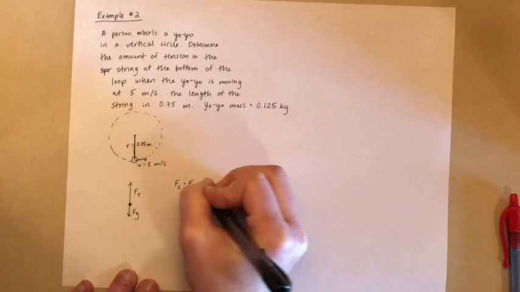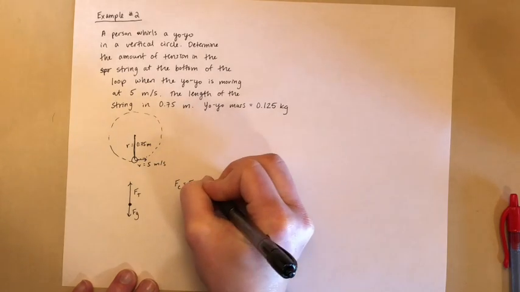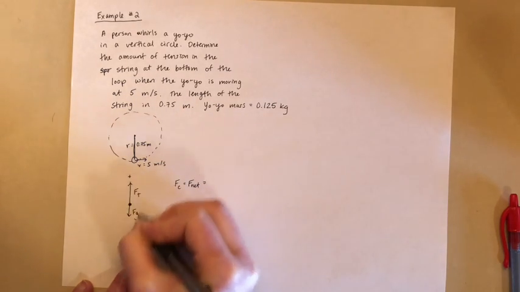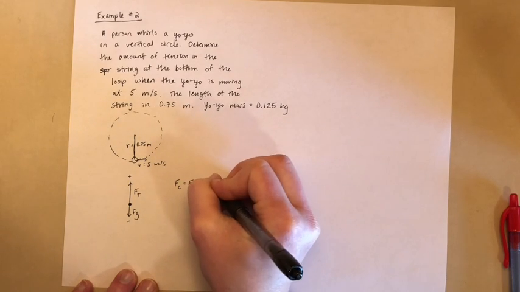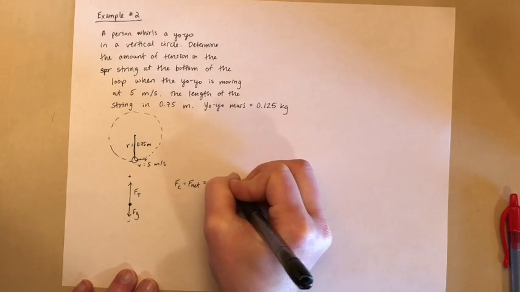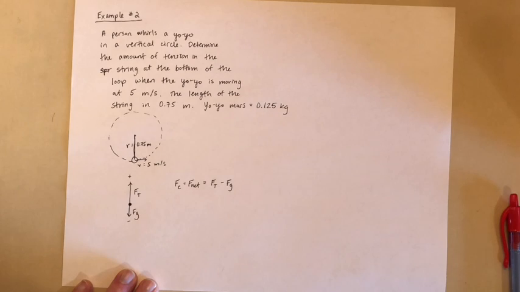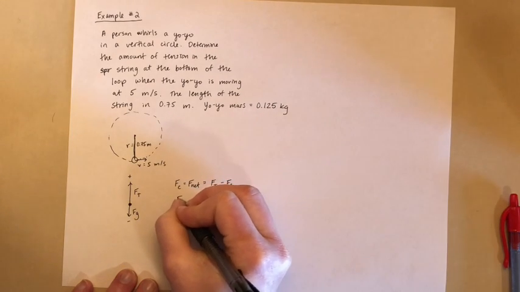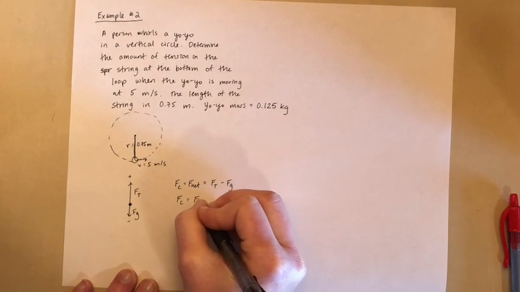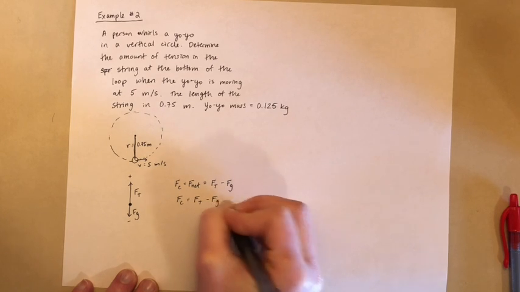Centripetal force is equal to the net force acting radially. So we're going to define up as the tension, down as gravitational. So it's going to be the tension force minus the gravitational force. So overall we have Fc is equal to Ft minus Fg.